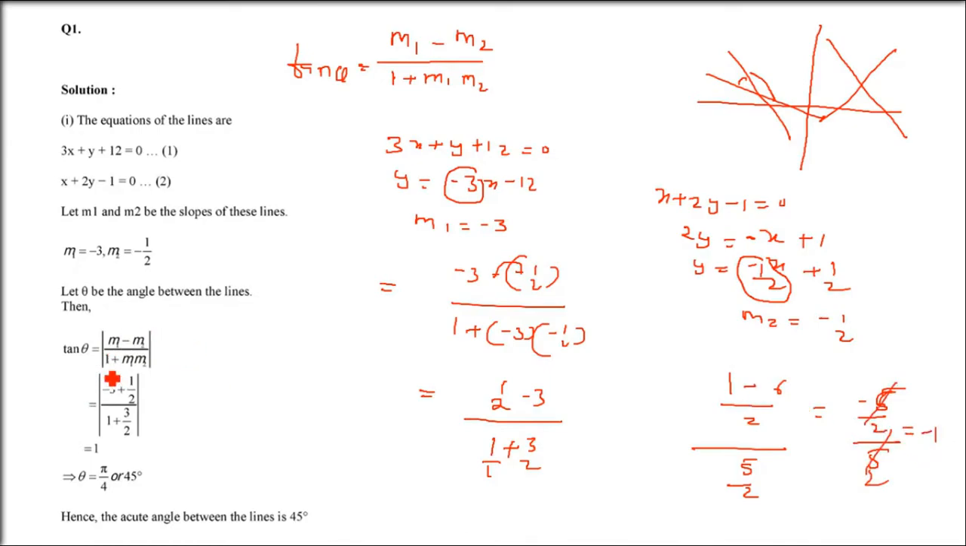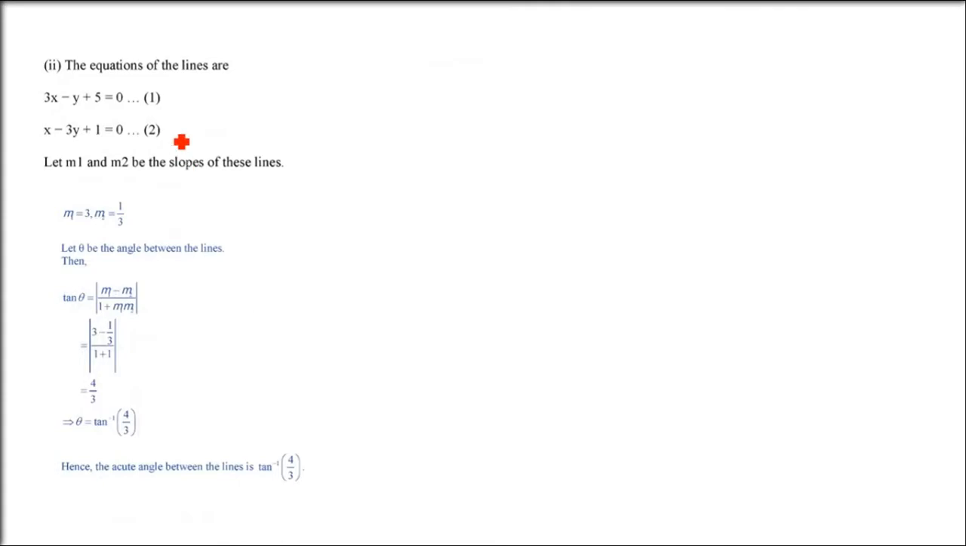And this minus 1, as I said, we are interested in the acute angle, so minus 1 means plus 1 we have to take. Mod x means it will be negative if x is less than 0 and positive if x is greater than 0. So tan theta equals 1, theta will be pi by 4, that is 45 degrees. The acute angle between the lines is 45 degrees. We are not talking about the obtuse angle. If tan theta is minus 1, that will be 135 degrees.